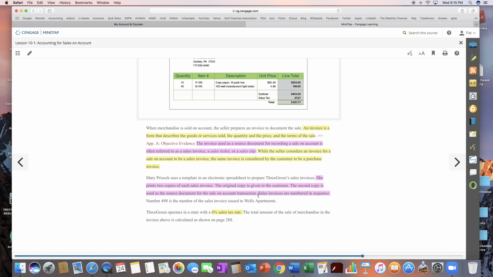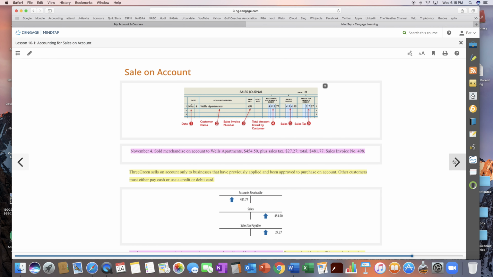How many copies will there be? There'll be 2 copies, one for the customer, one for the company. The company will use it as a source document to file and to journalize. The customer will use it as their kind of receipt. This is just a reminder that our book example will often be using 6% sales tax.